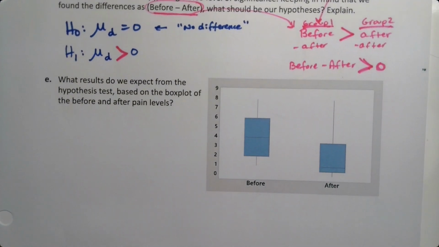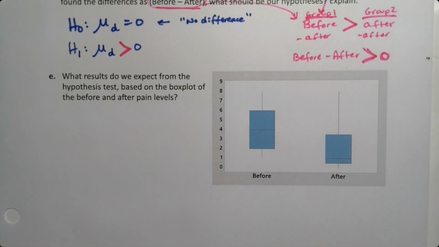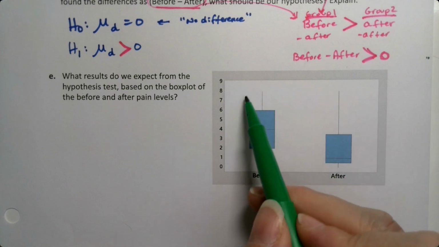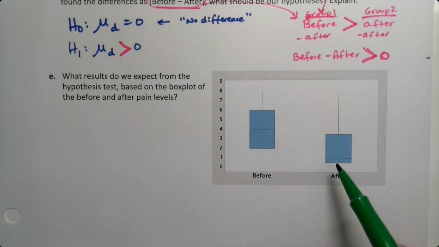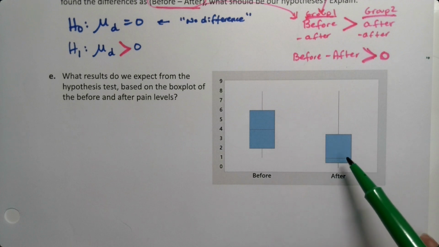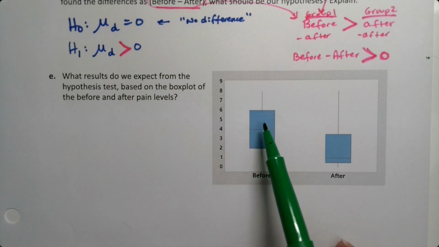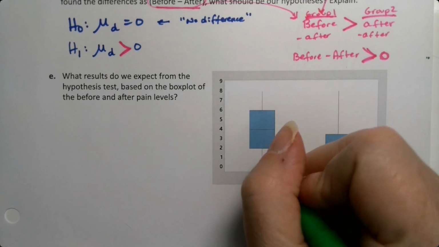All right, now let's look at these box plots. Another review from chapter 3. So just to kind of look at these things before we head towards the final. So what results do we expect from the hypothesis test based on the box plots of the before and after pain levels? So this is the pain level before for these patients, and this is the pain level after for these patients. Well, we can see that it looks like the pain's reducing, right? The max is still the max at 8, but the majority over here have gotten lower. You can see the box is lower. You can see the median is lower. Just a little reminder of what these things are.